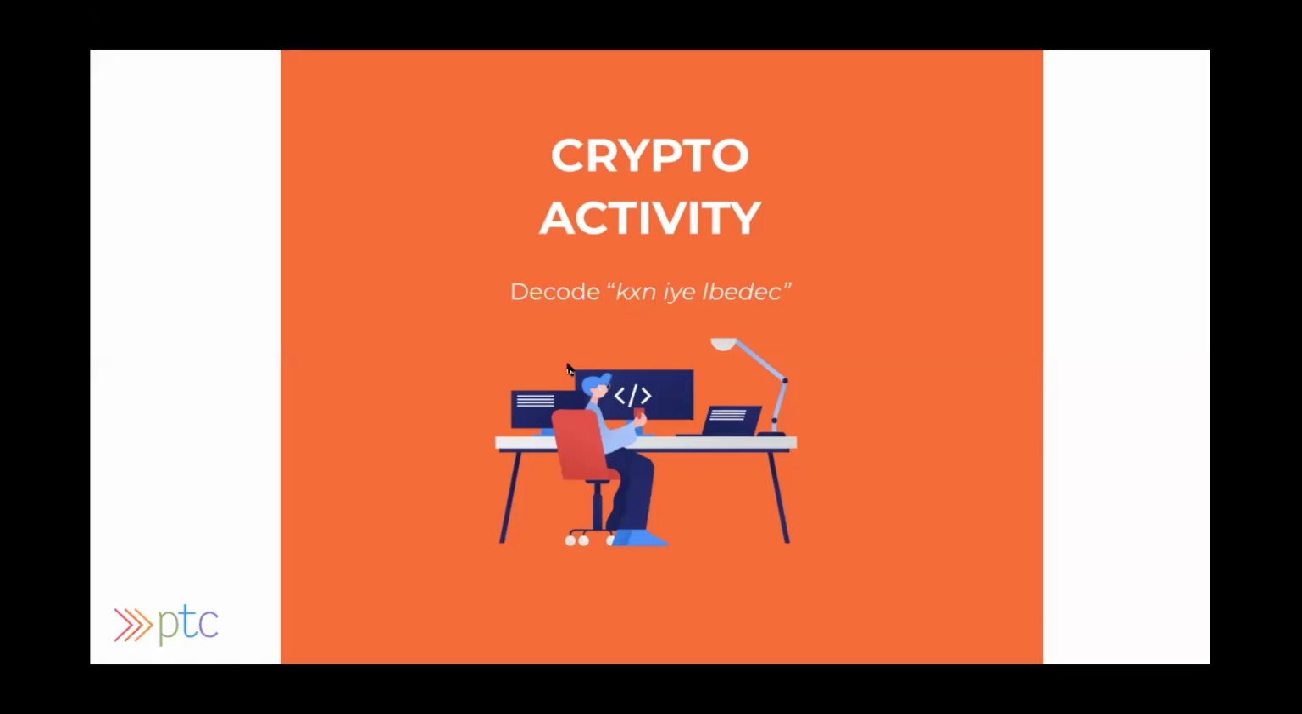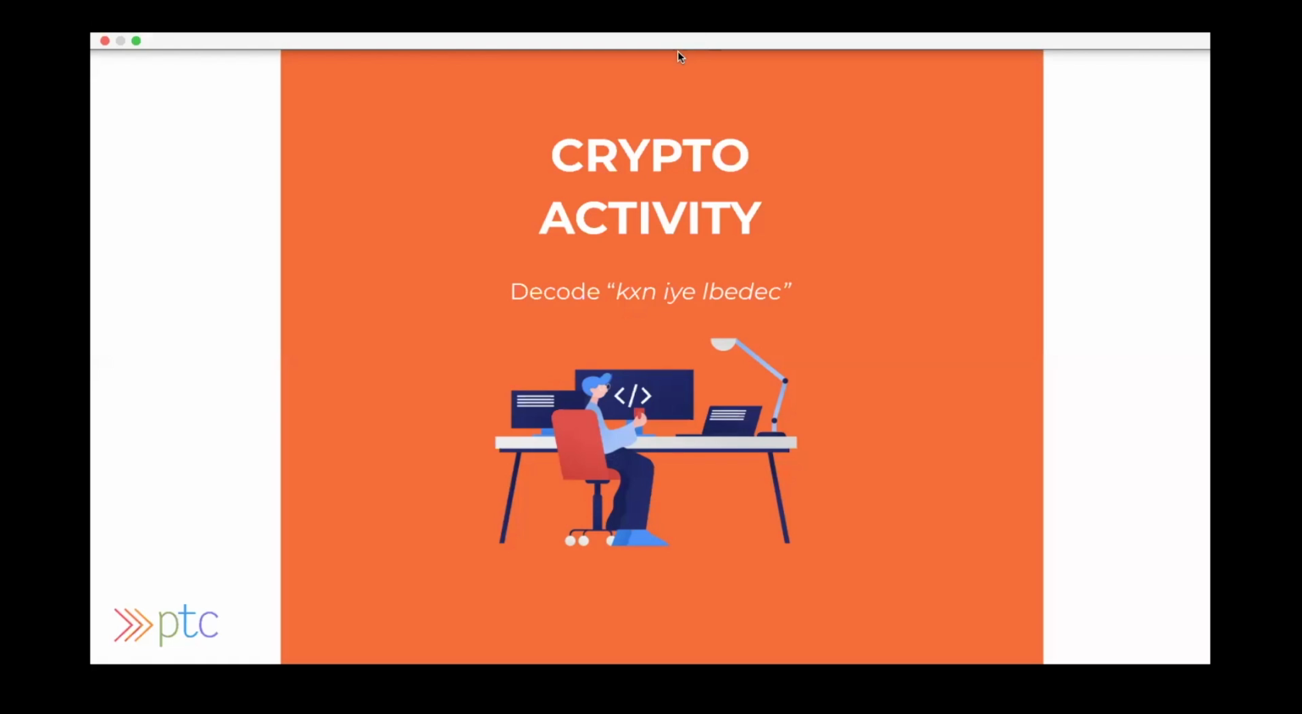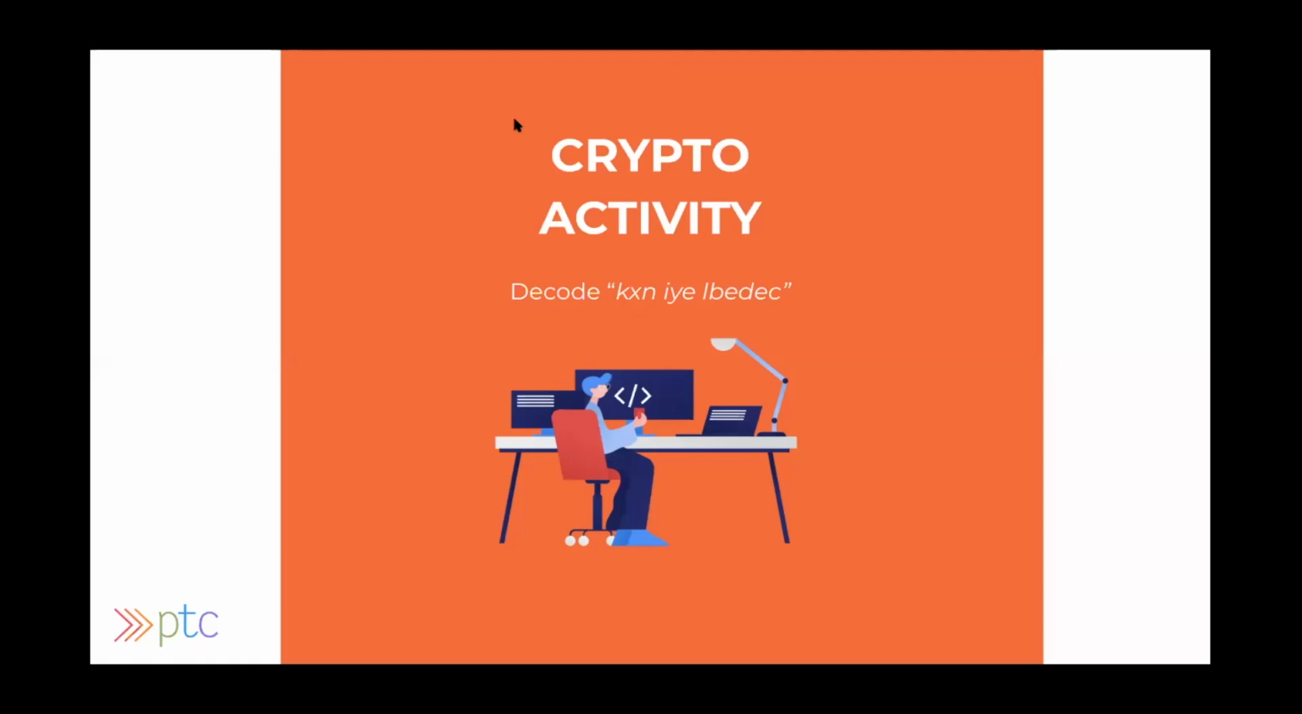So some of the takeaways from this activity: you can always try and find tools online to help you decrypt if you have an idea of the type of cipher, encryption, or key it's using. And you can use the link in the chat for common ciphers.